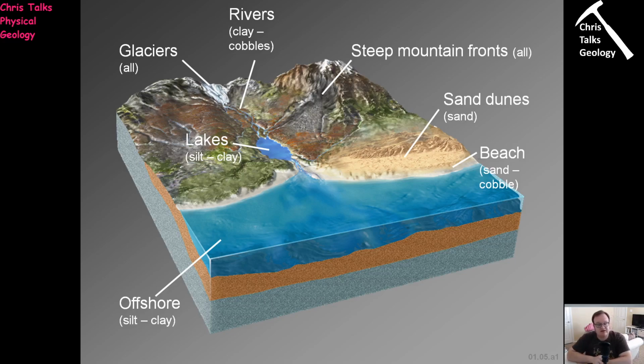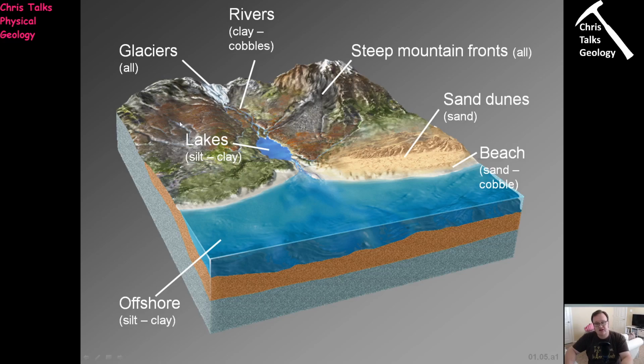Okay, so here's a nice diagram covering just a few of the environments of deposition we're going to touch on today. If we have a look at this diagram, you can see that depending on the environment, the clast size is varying. For instance, up here we have glaciers. The glacier is a very, very powerful system. It can move everything from clay-sized particles all the way up to very, very large boulder-sized particles. So when we see a glacial sediment, we would expect to see a very, very poorly sorted sediment.